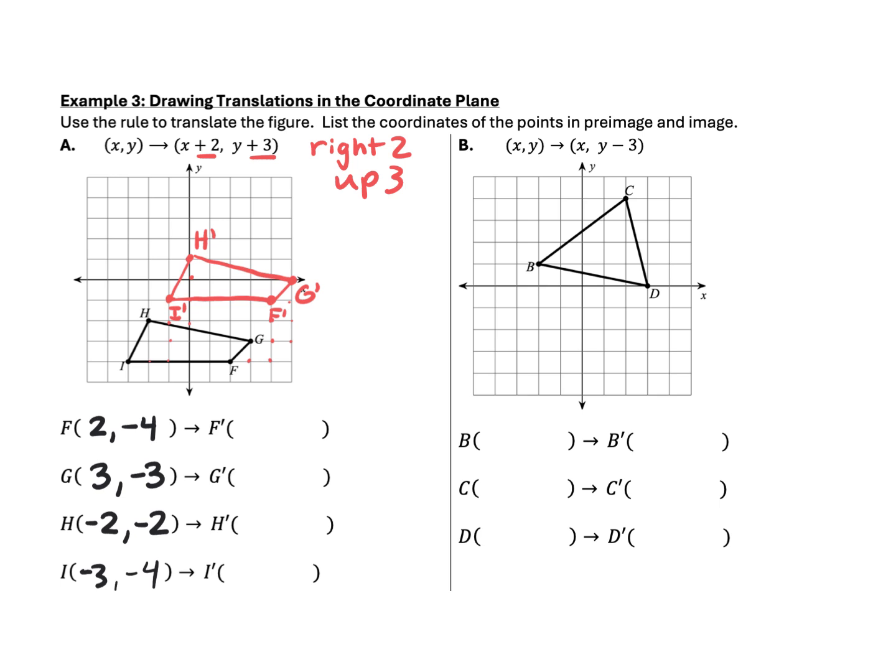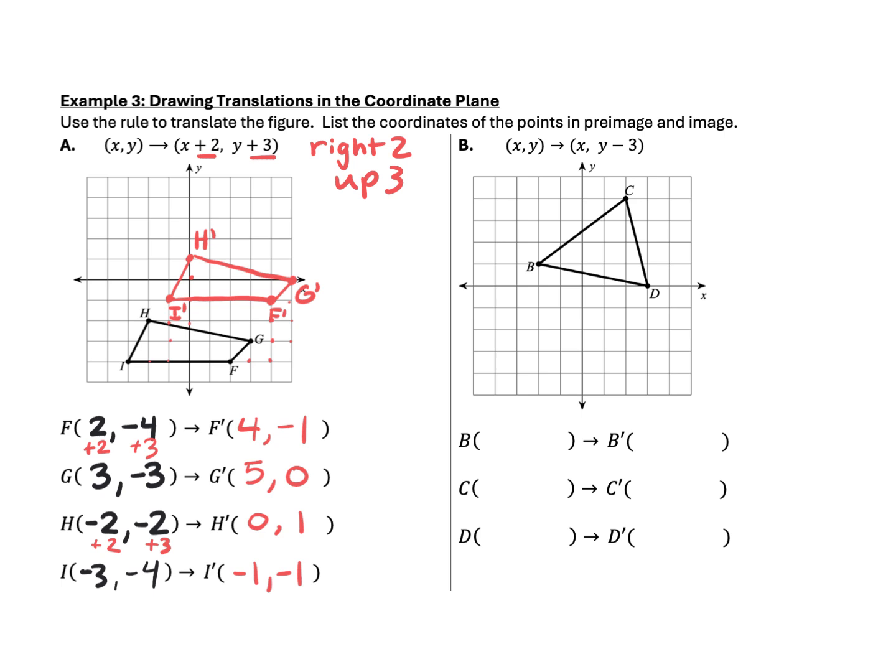Now I can also get these values if I just add 2 to each of these x's and add 3 to the y's. Like you'll see that F, I expect it to land at 4, -1. Well, 2 plus 2 is 4. -4 plus 3 is -1. G prime, we can see, is at 5, 0. H prime is at 0, 1. And I prime is at -1, -1.